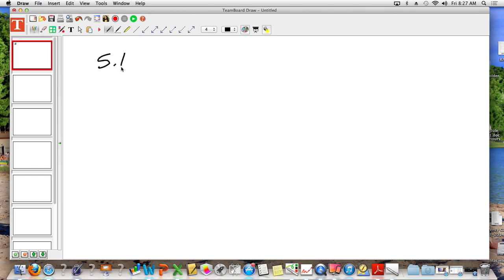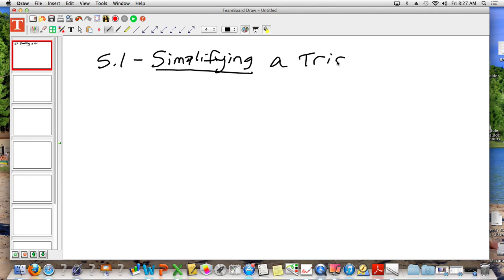So we are still on section 5.1. Label it as simplifying a trig function.